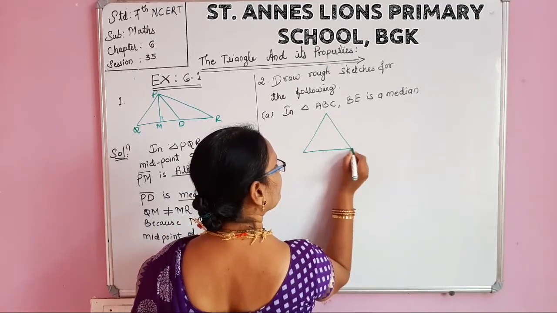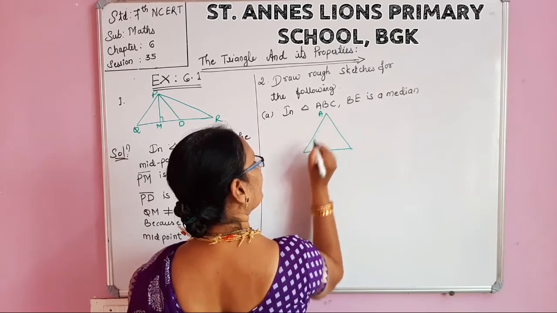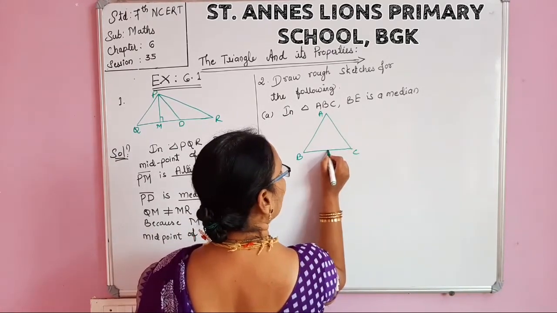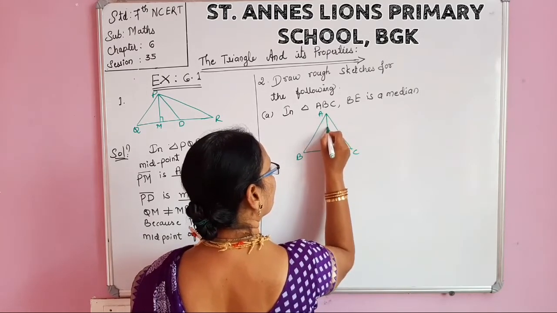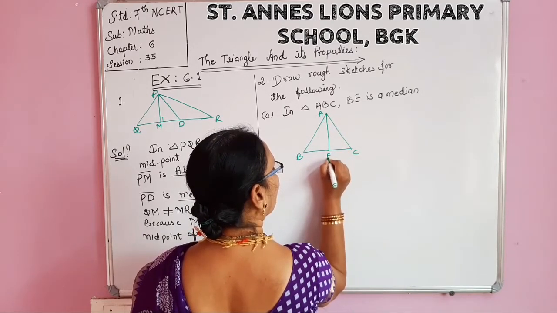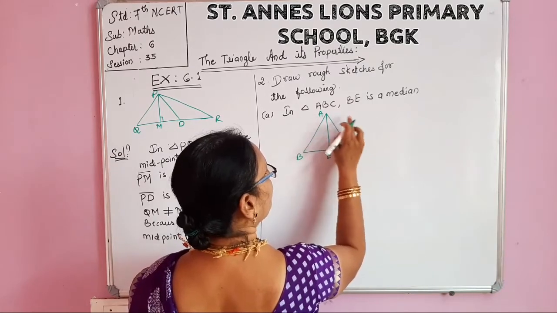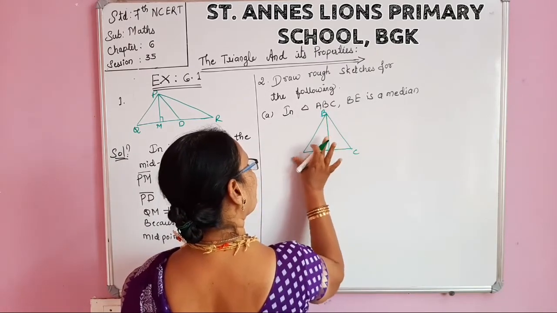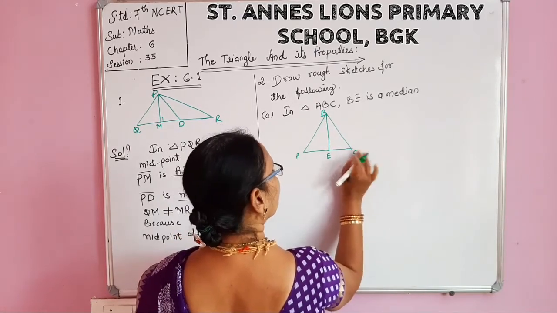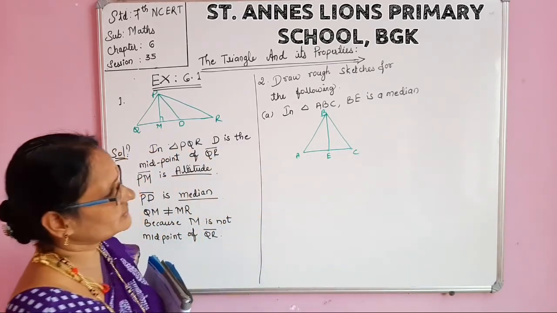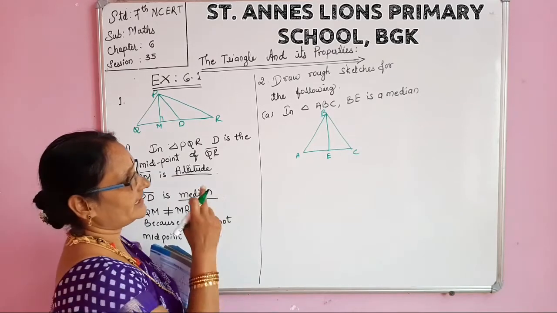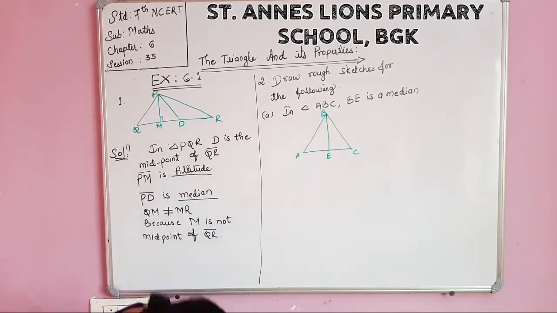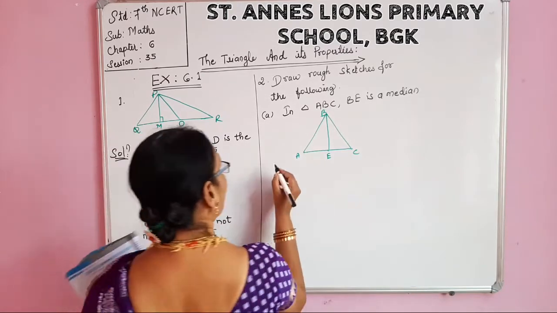This is triangle A, B, C. BE is median means E must be the midpoint. Now we will take this B and this we will take as A, B, C. See now, according to the statement, in triangle ABC, BE is a median. Okay, I hope you understood. Then the second one, B.